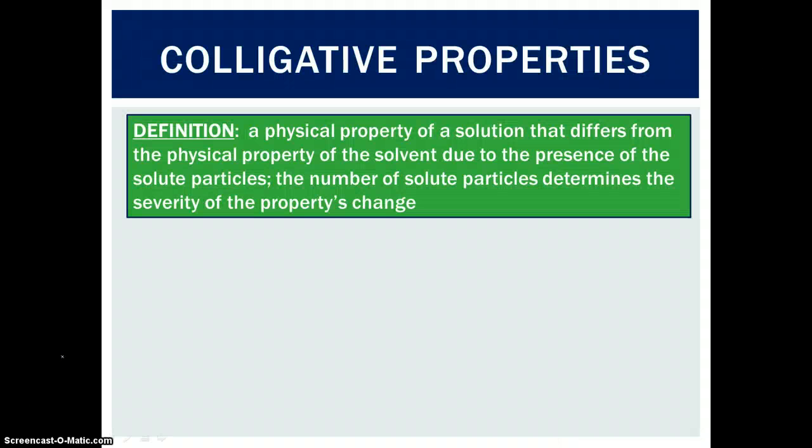So colligative properties tells us that a solution will have different physical properties than the physical properties of the solvent due to the presence of the solute particles. The number of solute particles determines the severity of the properties change. So the number of solute particles determines how big of a difference between the properties there is. There are two main colligative properties that we're going to talk about.